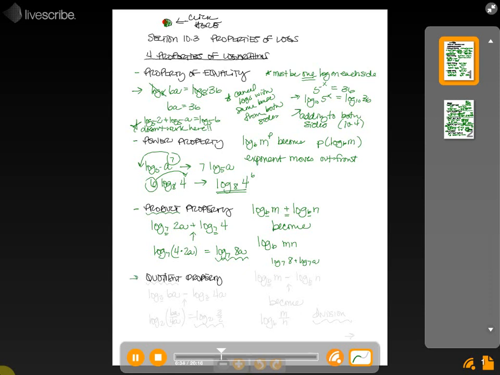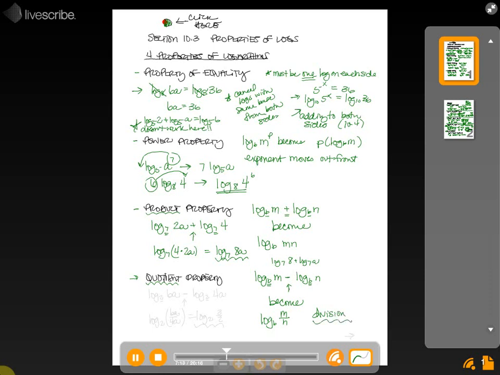The last thing we're going to look at is called the quotient property. It's really similar to the product property, except quotient goes with division and product goes with multiplication. Now we focused on addition in the product property, so we're going to use subtraction for the quotient property. Log base b of m minus log base b of n. Notice again, same base. Subtraction this time, though, it's going to become log base b of m divided by n. Okay, we use division.